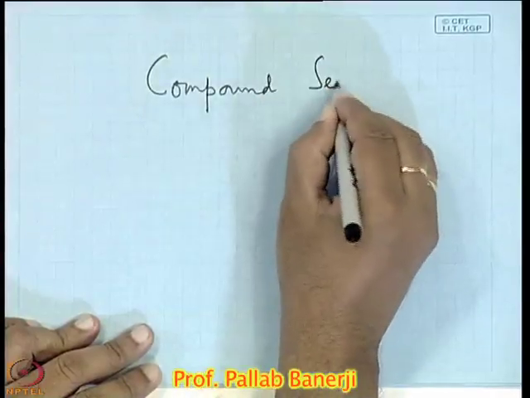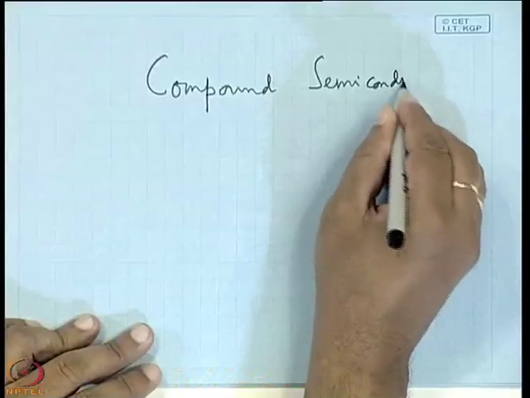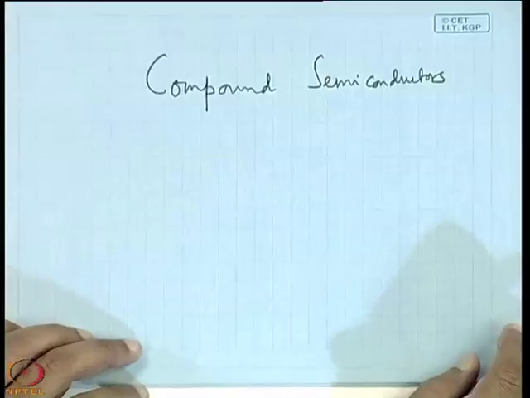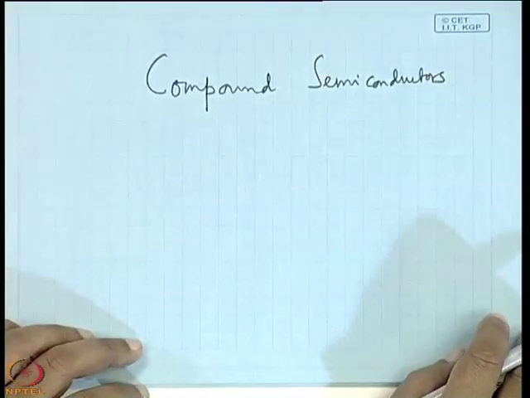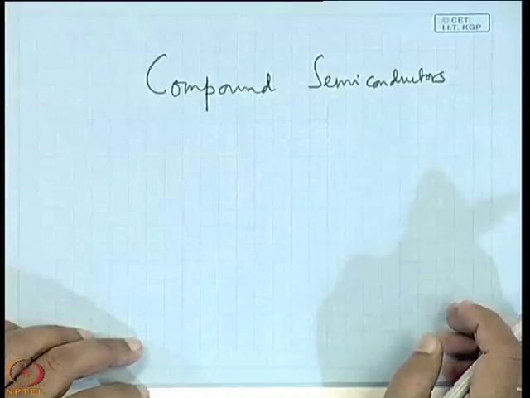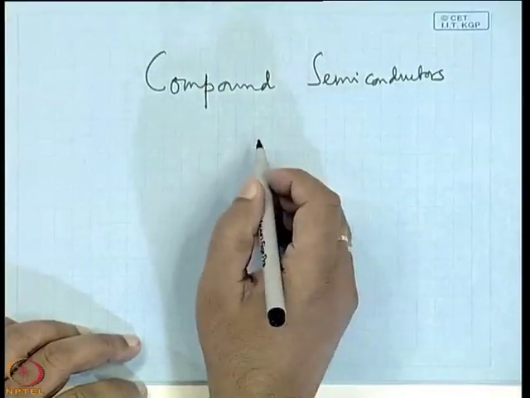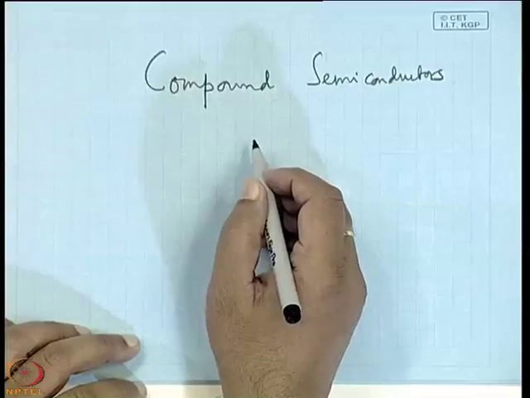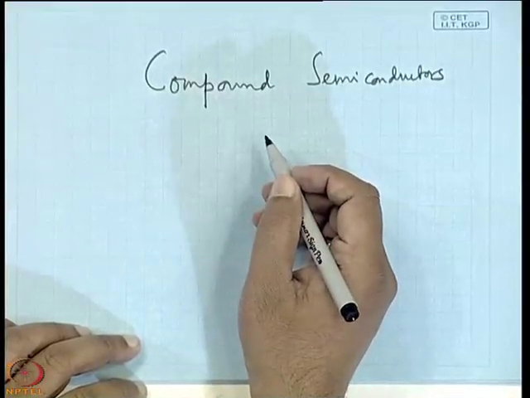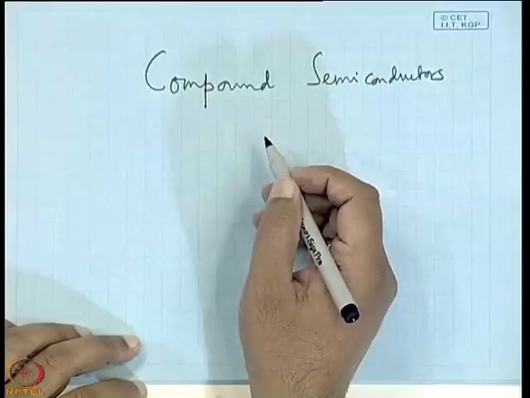Compound semiconductors. As the name implies, these differ from the elemental semiconductors: silicon, germanium, diamond, etc. Compound semiconductors can be formed by using two or more elements from the periodic table. Okay? Two or more elements from the periodic table.